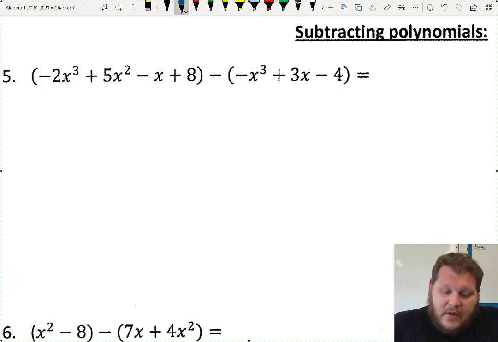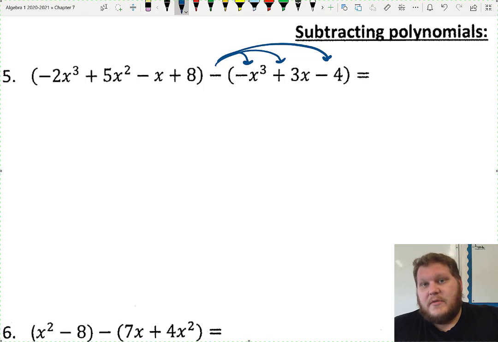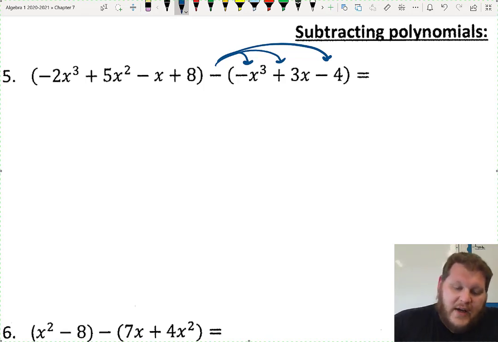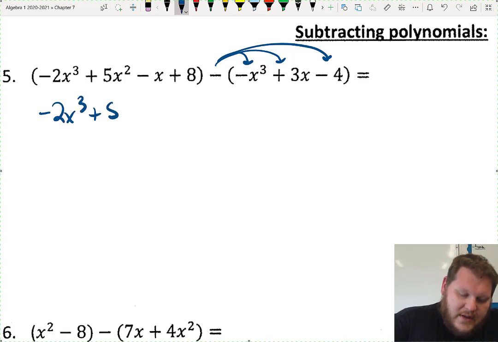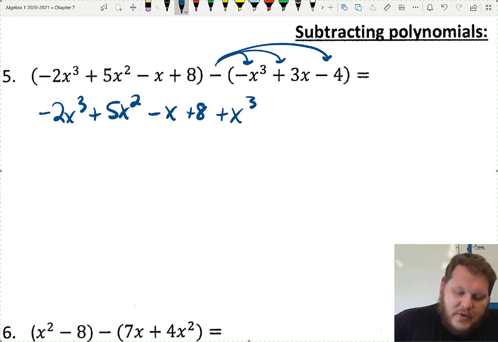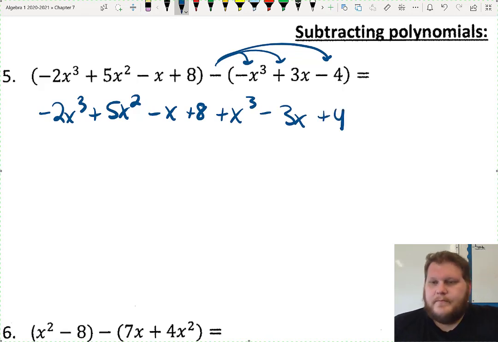So what I have to do here is distribute this negative, which is technically a negative 1, into those last 3 terms. When I do that, my first terms don't change: negative 2x cubed plus 5x squared minus x plus 8. And now this becomes a positive x cubed, a negative 3x, and a positive 4. And now that I have those parentheses gone, it's just collecting like terms. We're back to that same process we were just doing.